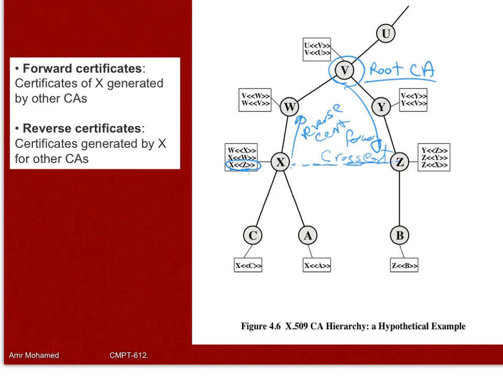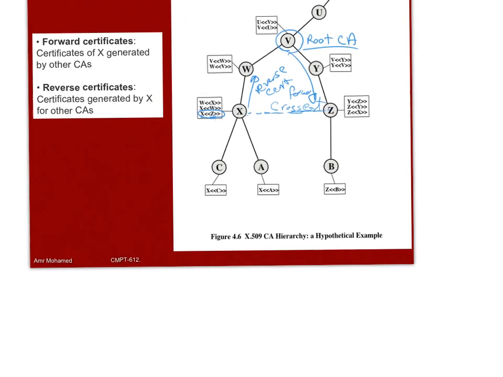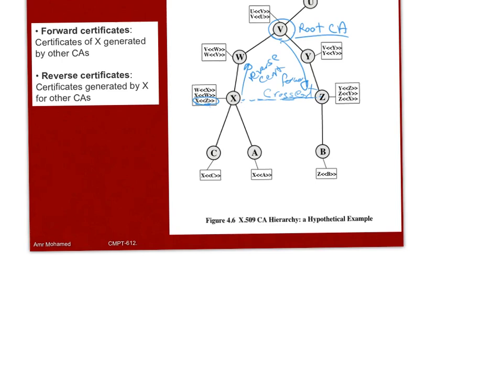So now, for example, if C wants to establish some trust with B, what we need to do is that if C already has some trust with V, then we'll start from V.